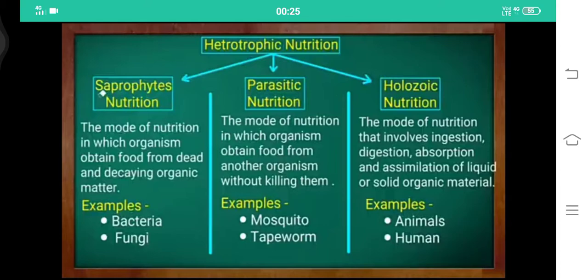The mode of nutrition in which organisms obtain food from another organism. Which is the another organism? Host body.